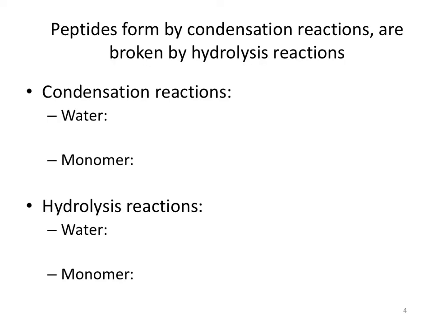So peptide bonds form as a result of a condensation reaction. So peptides form by condensation reactions. They are broken by hydrolysis reactions. So if we think about what that means in very simple terms, for a condensation reaction, water goes out and the monomer goes in to the growing chain. In a hydrolysis reaction, water goes in and a monomer goes out.